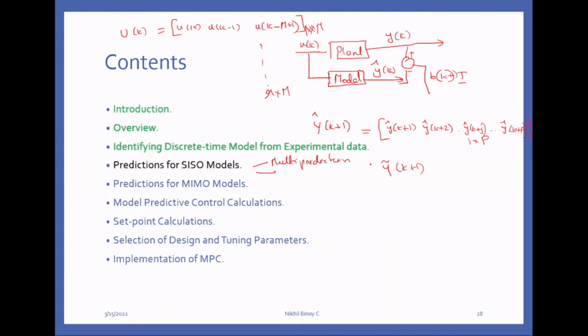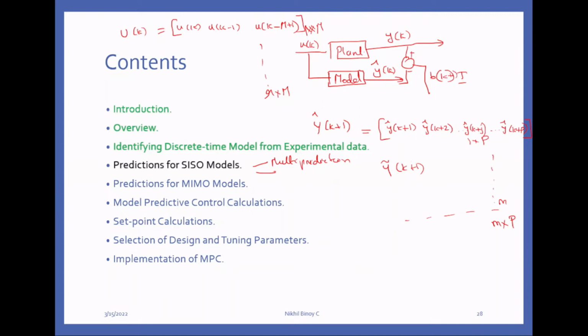Similarly, multi-output. Here we are considering only one output with the p prediction. Now, such small m output variables are there. So the size of this vector will become small m into p. Don't confuse with this m. This small m means number of outputs. Capital M means the horizon of input.